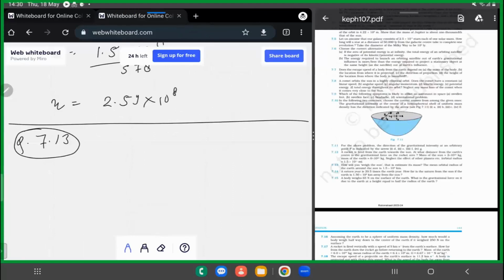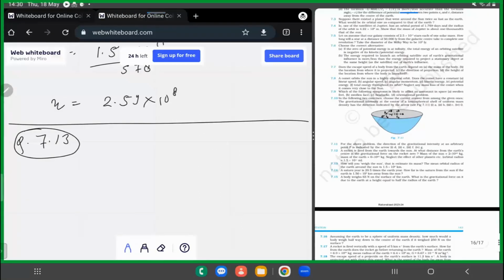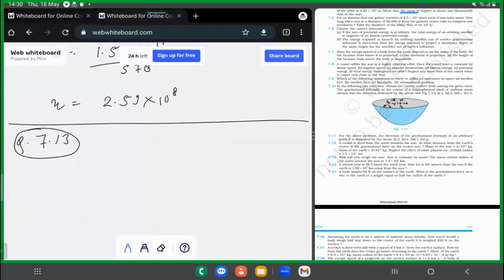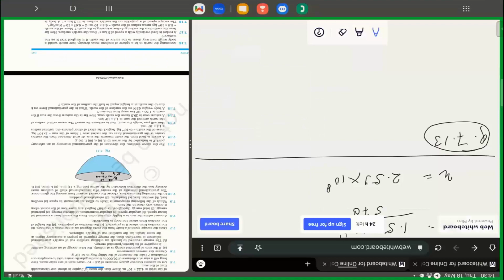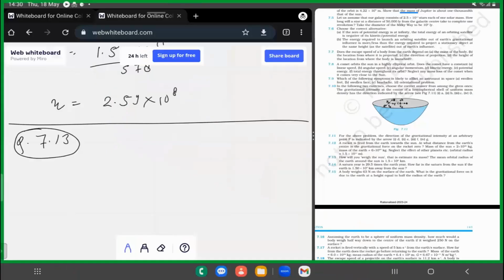In question number 7.13, you are asked how will you weigh the sun, that is, to estimate its mass. So it is about weighing the sun, and of course you don't have to do it directly, but you have to find some indirect way to do this. So we'll try to find some ways how we can do this.